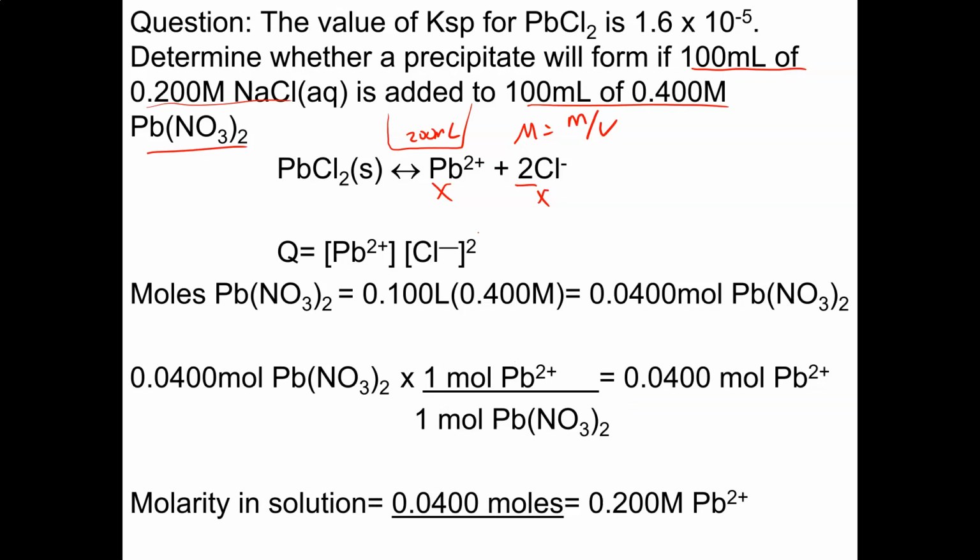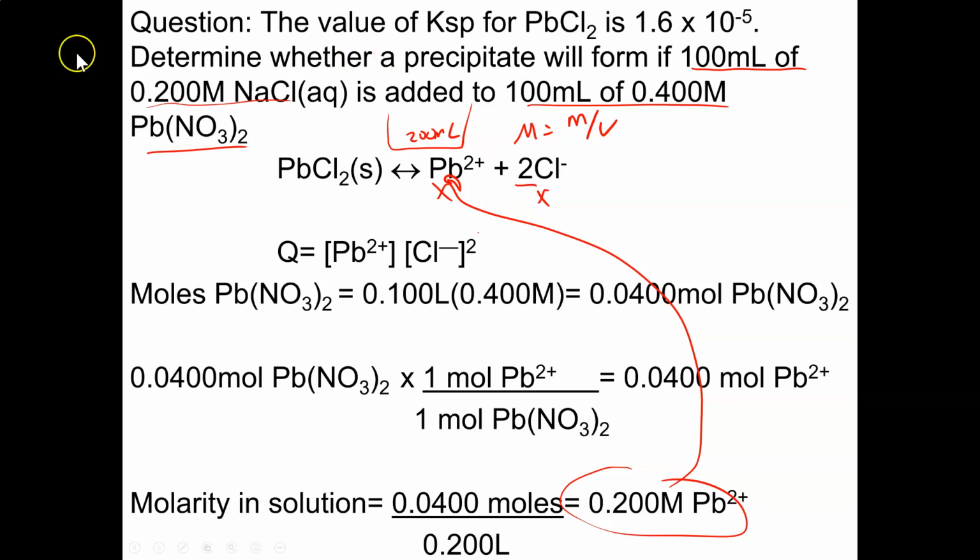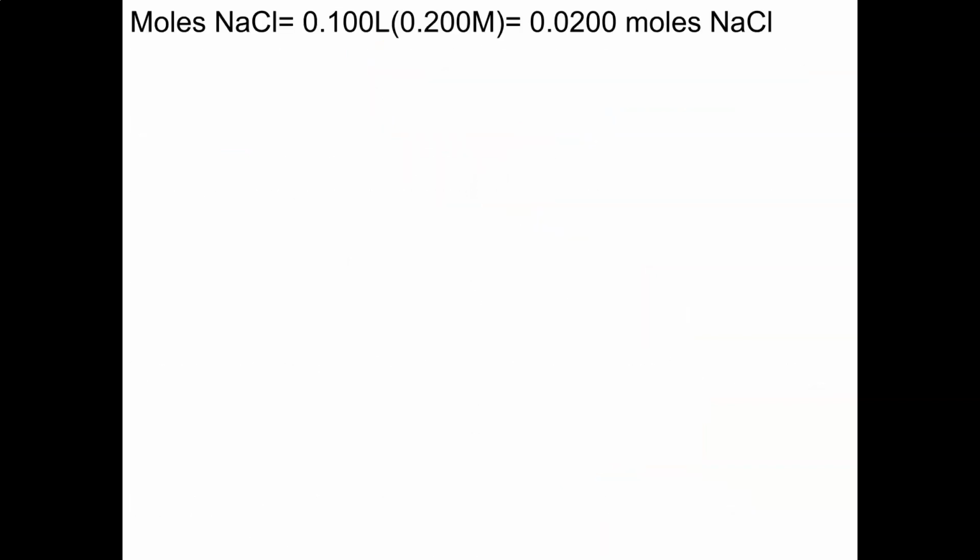But before I do that, I'm going to figure out the molarity of my lead in this current situation. So my current molarity is 0.2. This is what I'm going to use for my Q for the lead ions. Extremely important you do this. If you don't, your whole question is wrong. So let's go to the second part. We're going to do the same thing for chloride.